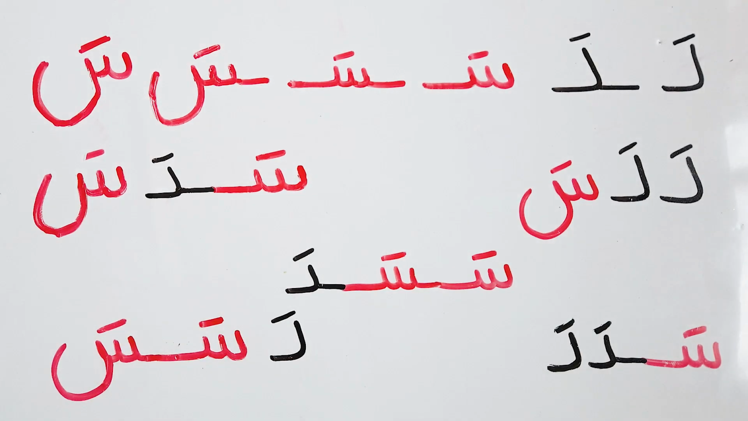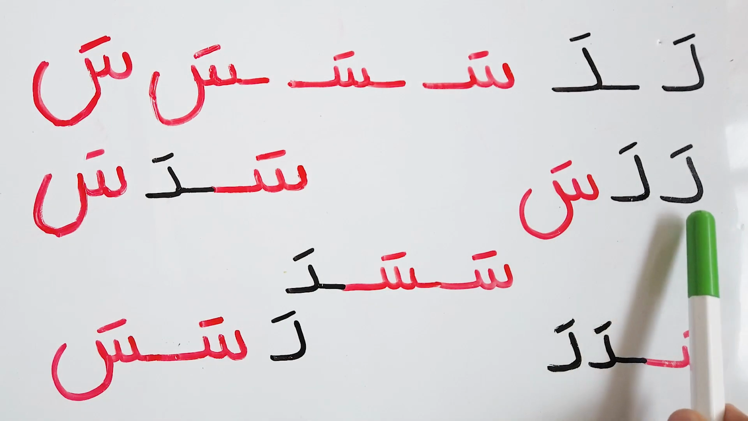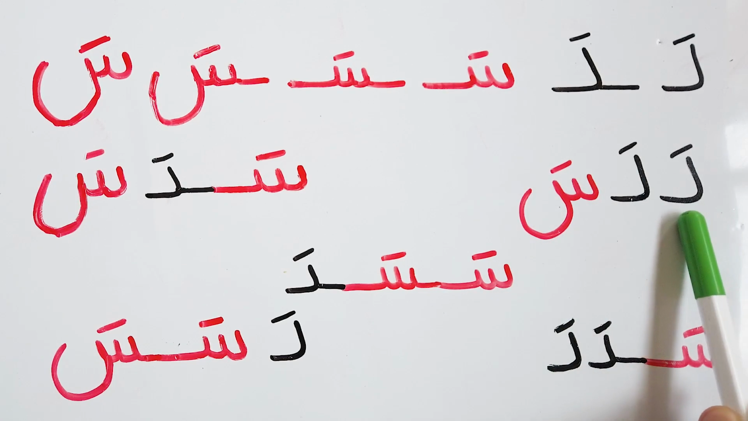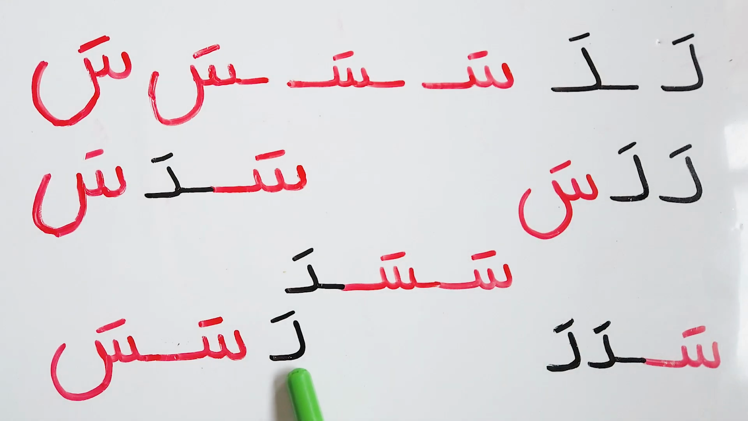Okay, so let's see. In the word da, se, this is the shape of da in the beginning of the word. Okay, we have da here in da, se in the beginning of the word.